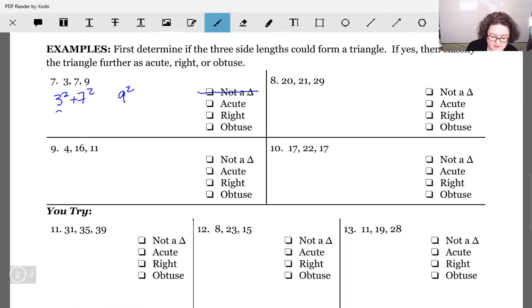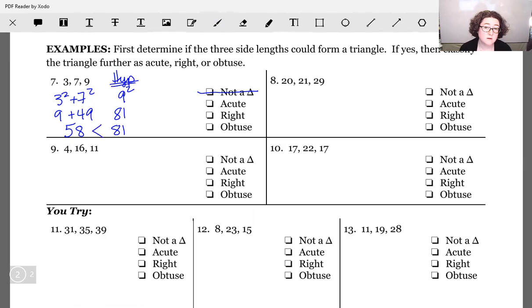Well, 3 squared is 9, 7 squared is 49, and I add those together and I get 58. 9 squared is 81. So compared to the hypotenuse, 58 is smaller. In other words, our hypotenuse is bigger than, if I'm using my inequality, alligator eats the bigger number, that 81 is bigger than 58. So that means I have an obtuse triangle.